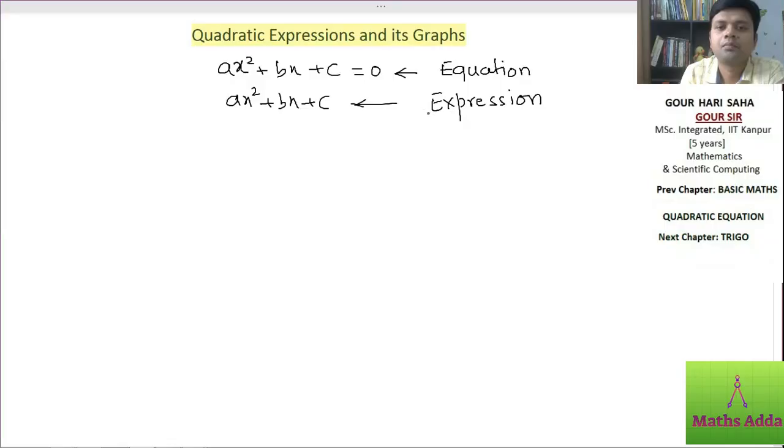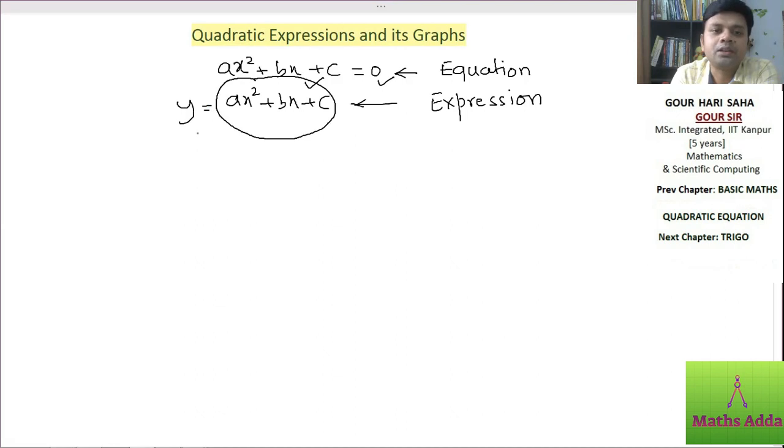So let's start. ax square plus bx plus c equal to 0, that is an equation when it is equal to 0. So an equation will have two sides, right? This side and this side, left and right. Expression is what? It is ax square plus bx plus c. It is a quadratic expression, right? And generally we give a name to a quadratic expression. So we will be giving a name to this: y is equal to ax square plus bx plus c. Today we are going to discuss this expression and its graph.